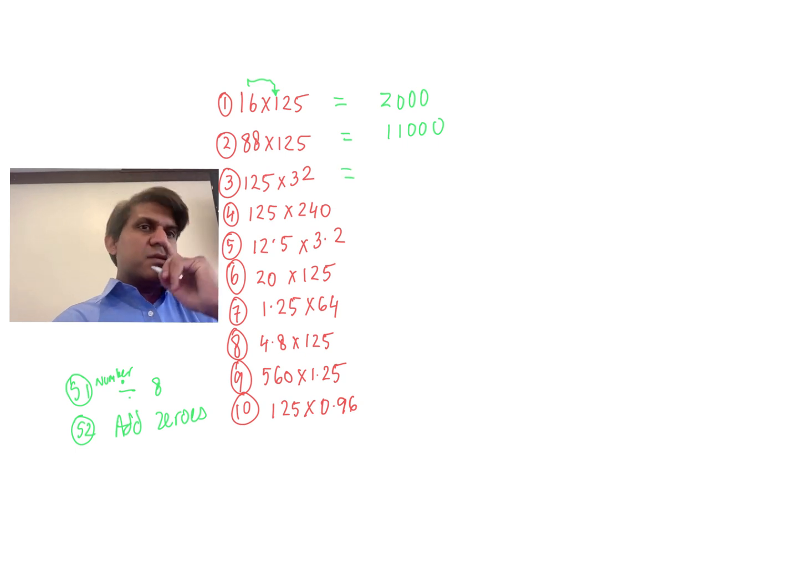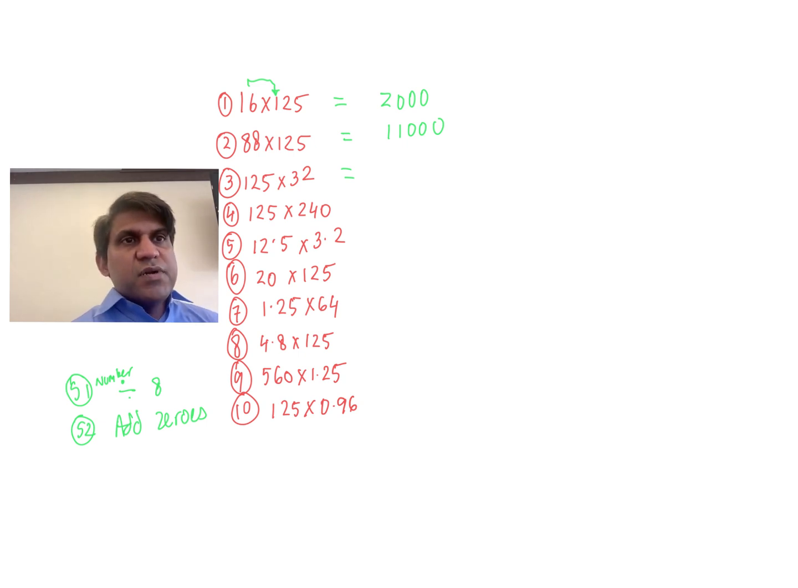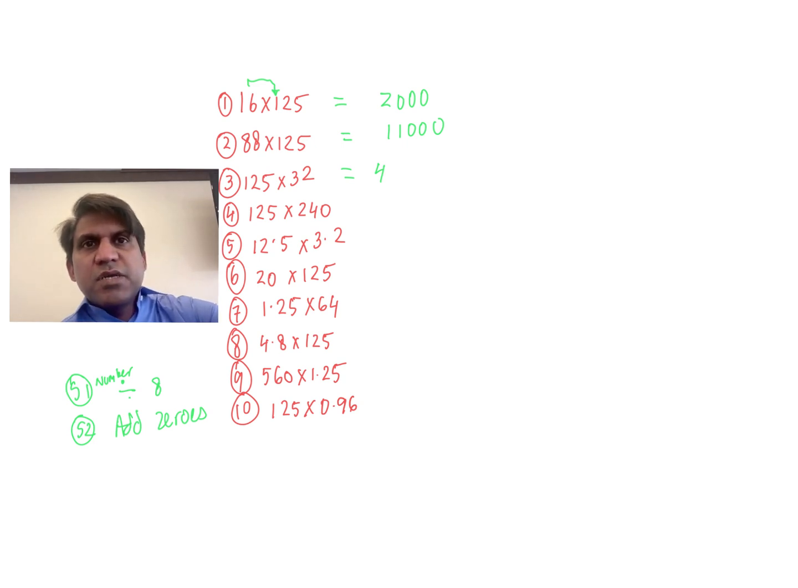Now the next one, 32 times 125. We can rearrange the numbers using the commutative property of multiplication. So 32 divided by 8 is 4. And then 32 times 100 is 3200. Again, we are using a number bigger than 100, so we end up getting 4,000.